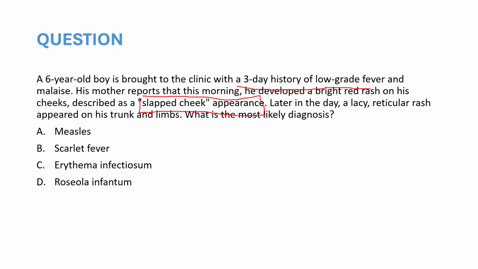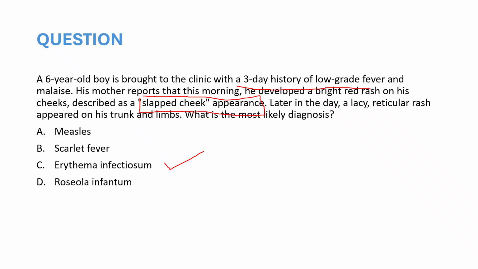So slapped cheek appearance, no other doubt, it is going to be erythema infectiosum. Okay, what is scarlet fever? Scarlet fever is group A streptococcus causing a sandpaper rash. What is measles? Measles usually starts from behind the ear, spreading down.